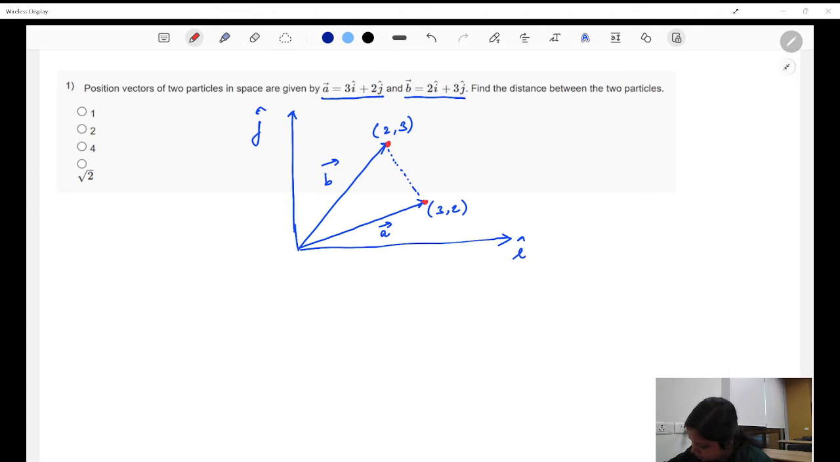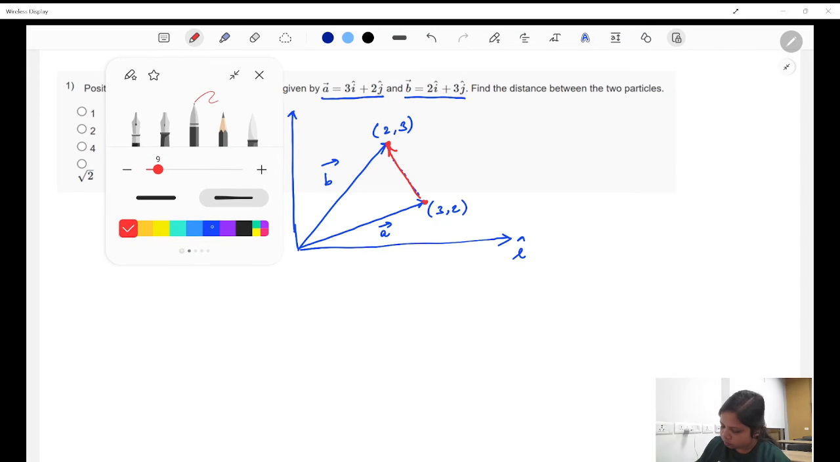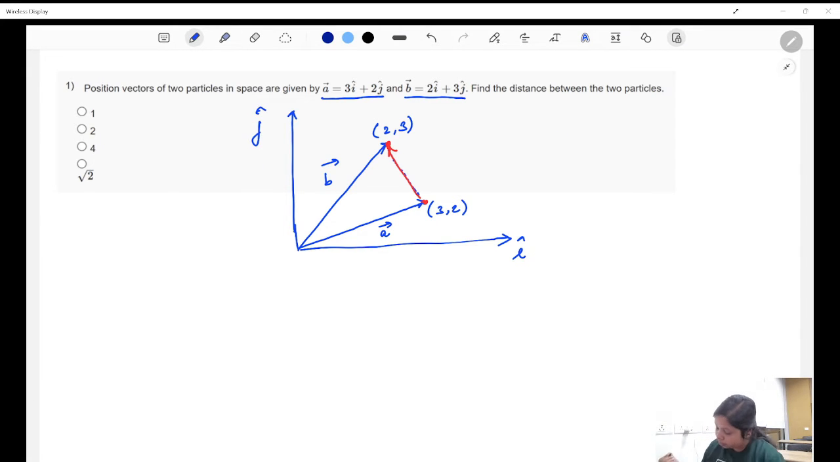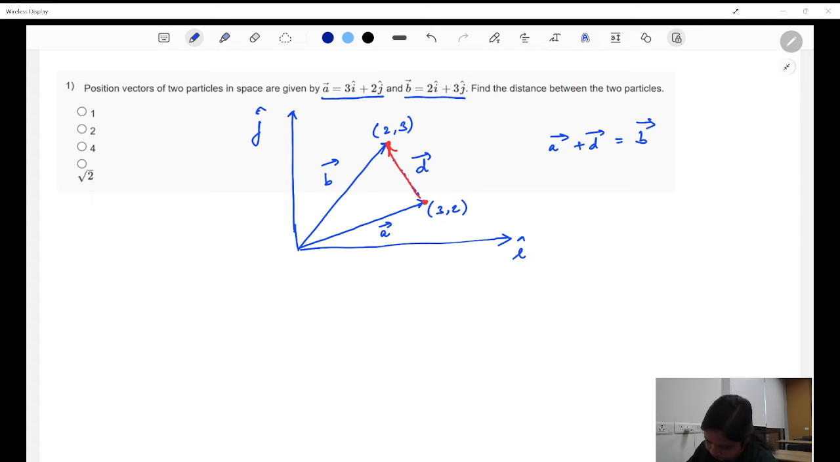We are supposed to find the distance, means we are supposed to find this distance. If you remember vector addition, then what can you write? A vector, let's say I name it d vector, plus d vector is equal to b vector, right? And what am I supposed to find? I am supposed to find d vector. D vector is equal to a vector minus b vector, which is, what is a vector? It is 3 comma 2, 3 and 2 minus 2 and 3.